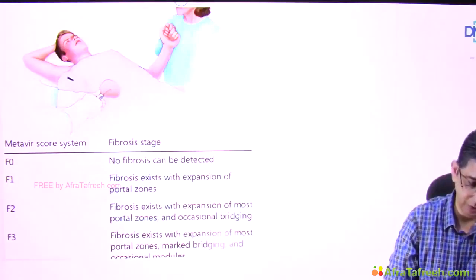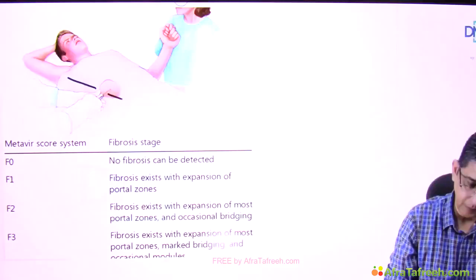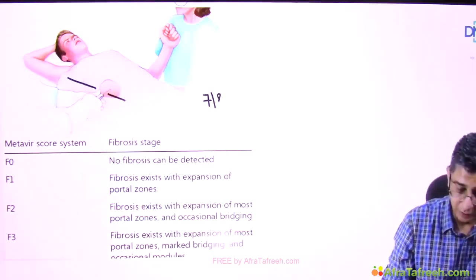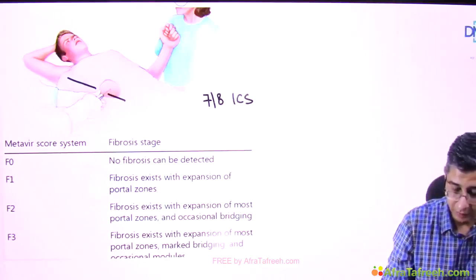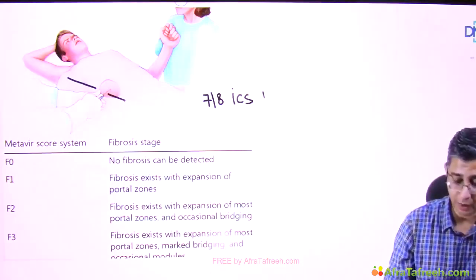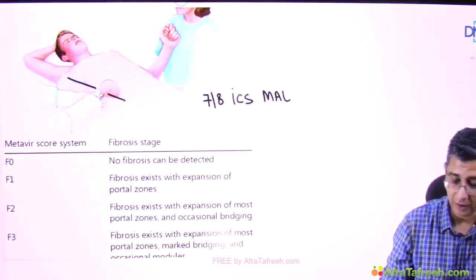So let us assume that this is the mid-axillary line. So in the mid-axillary line, what site would you poke? The answer is the 7th or the 8th intercostal space. The 7th or the 8th intercostal space is where we do a liver biopsy in the MAL, that is the mid-axillary line, and it should always be ultrasound guided.